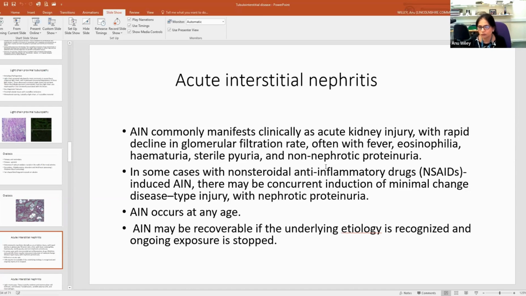So you can actually see a combination of two things, because most of the time AIN will not produce nephrotic range proteinuria. In that case, it's important that you look at the EM and see how bad the foot processes are, whether there's effacement of the foot processes and the filtration slits on EM. So again, something you have to remember is that kidney is a very clinicopathological area where you have to have the right history to make a diagnosis. AIN can occur at any age. AIN is recoverable if the etiology is recognized and the ongoing exposure is taken away.